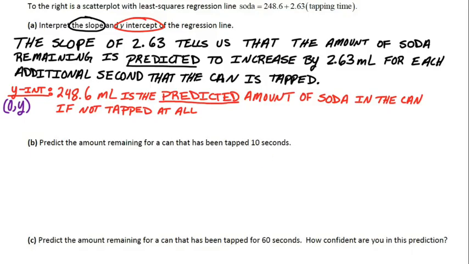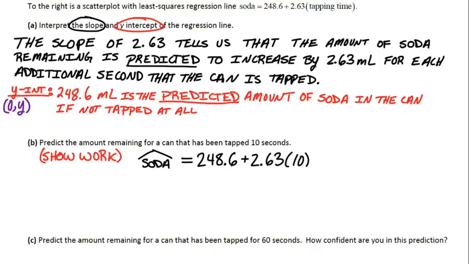So instead of using x and y's, because if you use x and y's, you have to define what the variable is. You have to write out and explain which is x, which is y. Let's write the equation like this. So make sure you show your work to get full credit for this. But all you have to do is write soda with a little hat on it. So the predicted amount of soda equals, what's the rest of the equation? 248.6 plus 2.63, and then all you'd have to do is plug in 10, because that was the tapping time. We plug in 10 seconds.